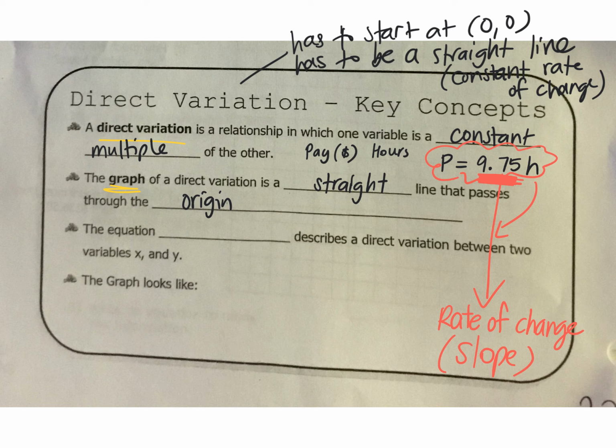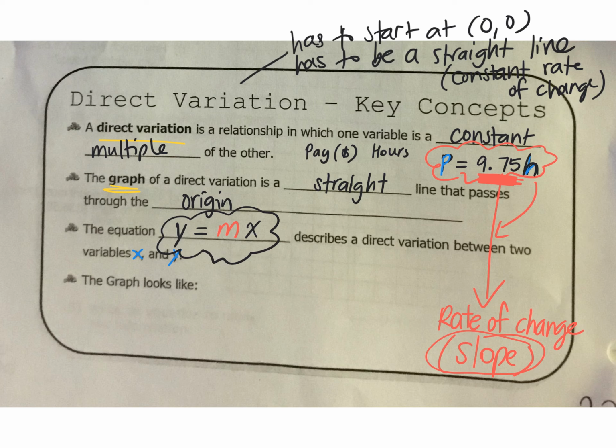So if we were to change these letters, look here. I had a P and I had an H, but if we were going to use an X and a Y, was pay on the Y-axis or the X-axis? The Y-axis. So it would be Y is equal to, now you're going to learn this later on this year as well, but the letter they use to represent the rate of change in the slope is an M, okay? So Y would be equal to the slope, and then what did I do? I multiplied it by the number of hours, so we'll call that X. So this is the equation for a direct relationship.